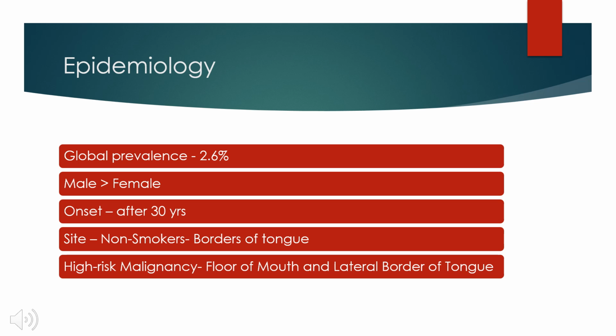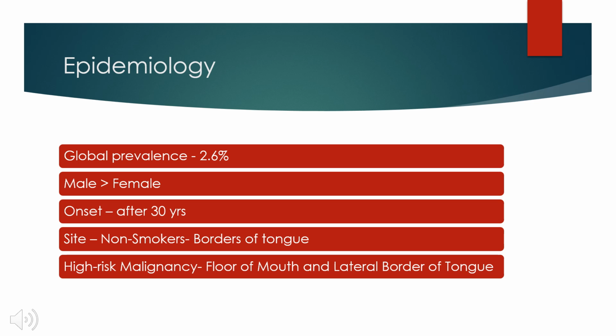If you look at the epidemiology, the global prevalence is only 2.6%, whereas if you look at India or the South Asian countries, the prevalence is much higher. It is more than 6%. Males are more commonly affected than females, and onset is most commonly seen after 30 years of age.